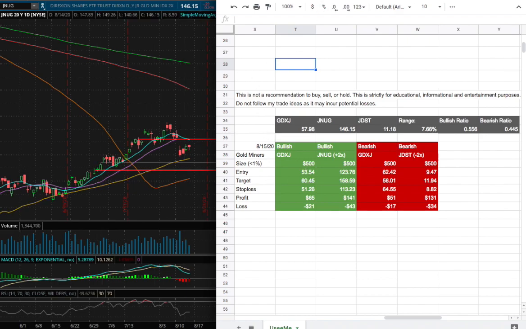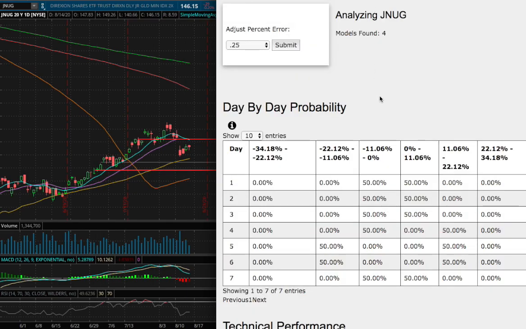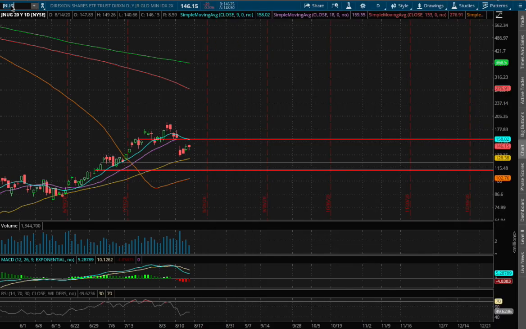So for the day-by-day probability model for JNUG, as we progress to the 5th day, we have a 50% chance for JNUG to climb between 11% to 22%. On the other hand, to the downside, a 50% chance for it to fall between negative 11% to negative 22%. So it's evenly split. And so now let's examine JDST.